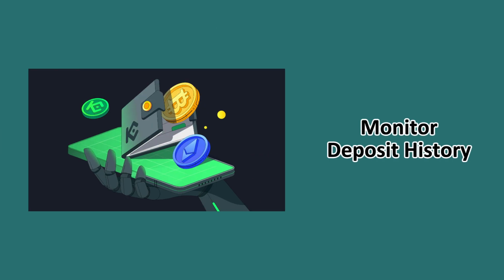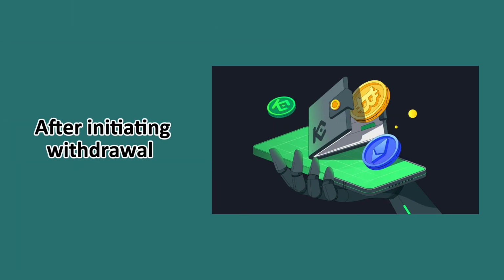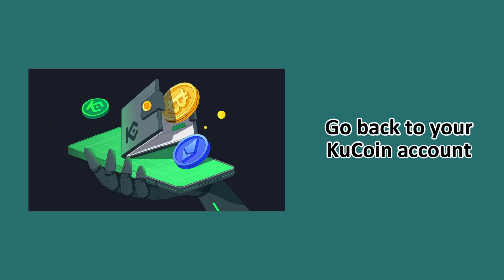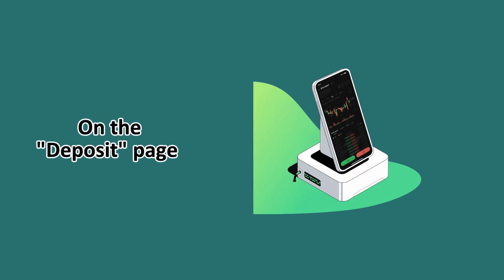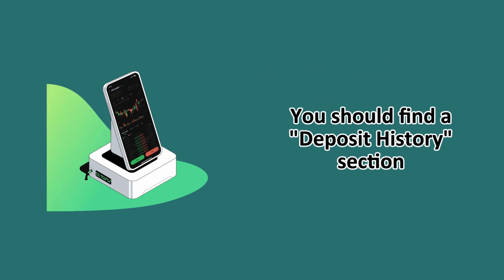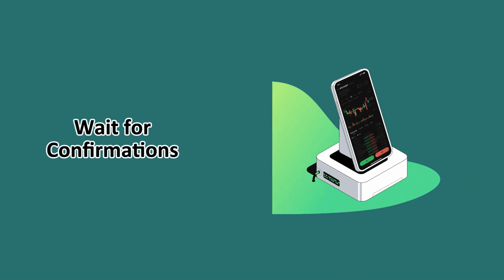Then the last stage is to confirm the deposit on KUCOIN. So you'll need to monitor your deposit history. Now, after initiating the withdrawal from ETN Wallet, go back to your KUCOIN account. Then on the deposit page or in your assets overview, you should find a deposit history or transaction history section. While you're there, wait for the confirmations.